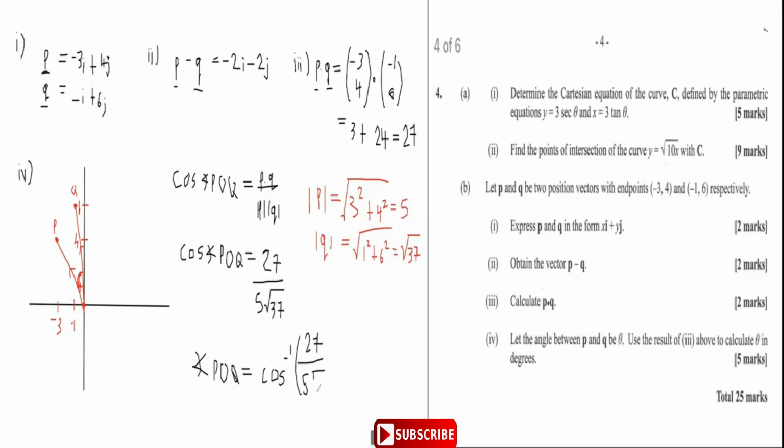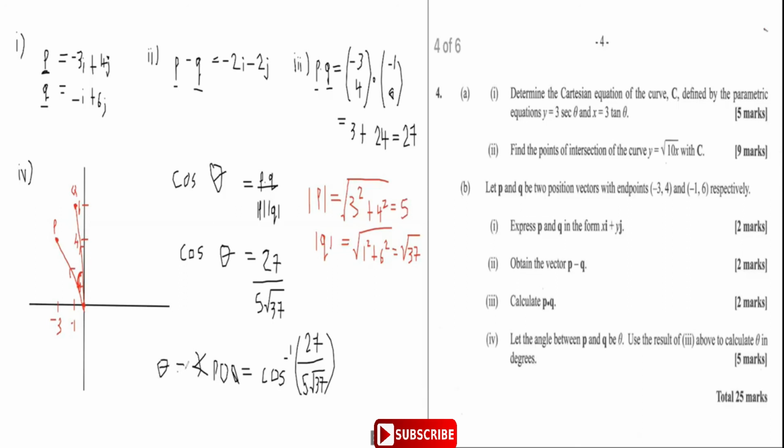Did they ask for degrees or radians? I'm hoping it's degrees. Yes, they said in degrees. They said let the angle be theta, so you didn't need to call it angle POQ. We should have been calling it theta. Call that angle theta.